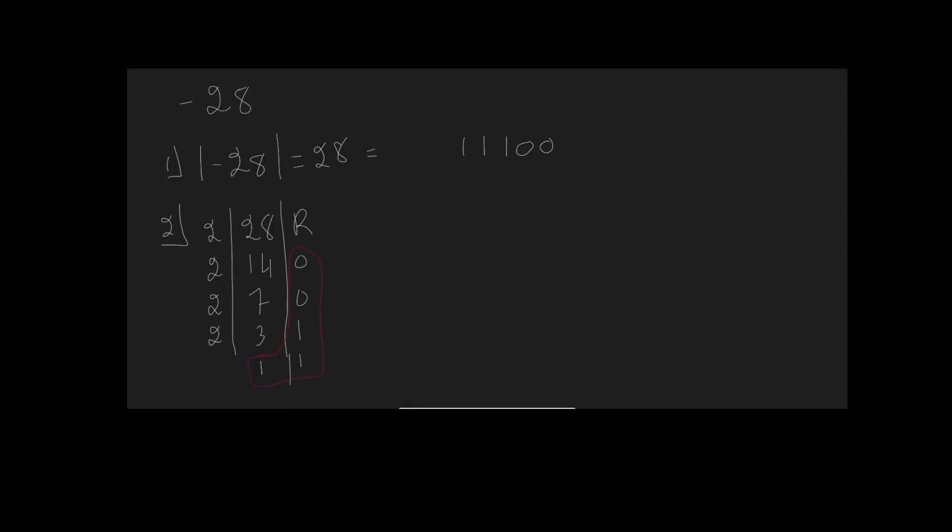So this is a 5-bit number. To make it 8 bits, we can add 3 zeros to the left. 1, 2, 3. So step 3, we need to flip all the bits of this number. So this becomes 1, 1, 1, 0, 0, 0, 1, 1. And step 4, we need to add 1 to this number. So plus 1.